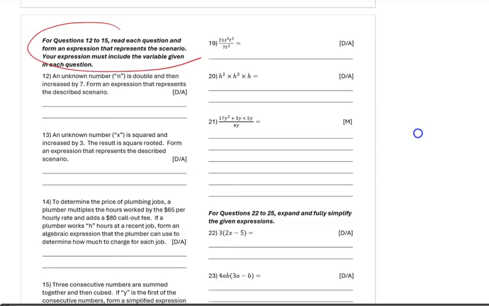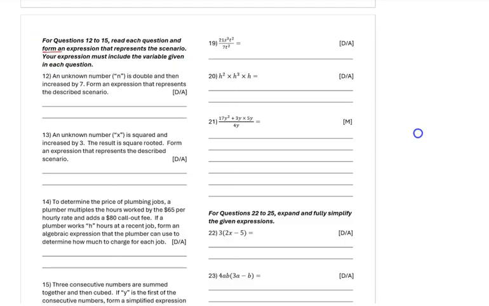So moving on down, questions 12 to 15: read each question and form an expression. I've seen that word expression a few times this year. So form an expression, that means a little bit of algebra, doesn't it? So form an algebraic expression that represents the scenario. Your expression must include the variable given in each question. So don't make up your own letter. Use the one you're given. You can see here N, X, H.